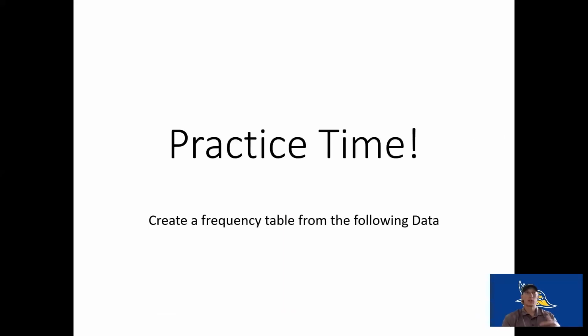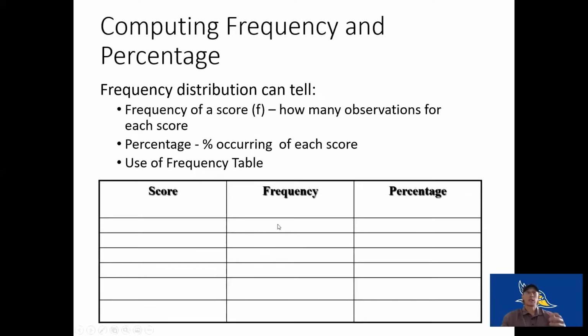Okay, and then you'll calculate the percentage. Okay, so take the frequency. The frequency is how often it occurred. So 10 happened twice, and we have 20 total scores. So 2 divided by 20, that would give you 10%. So 10% of those scores were 10.